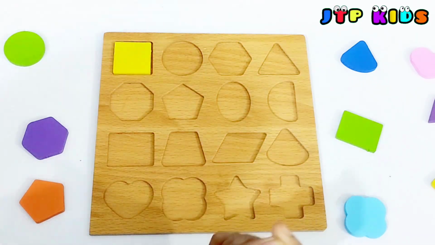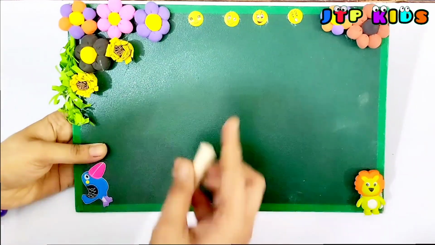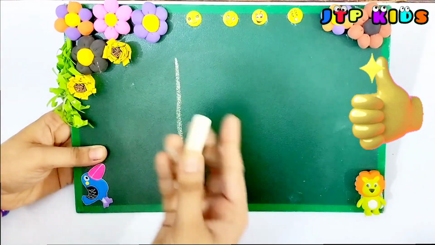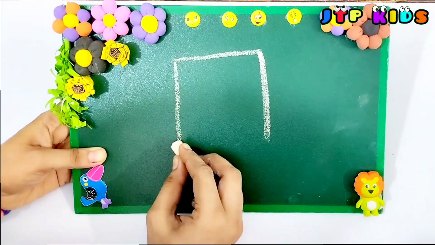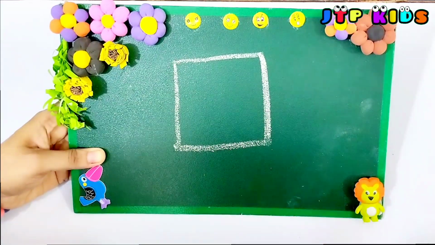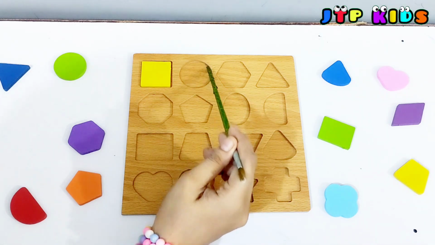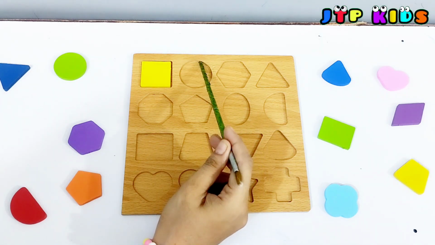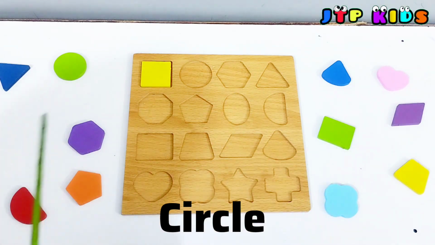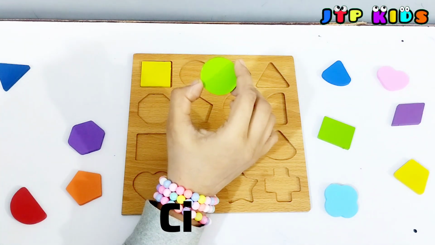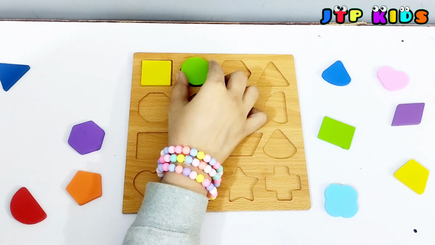Fix. Great. Nice. Next, look, no side and no corner. Yes, you're right. Circle. Where is circle? Yes, great. Here it is. Fix.